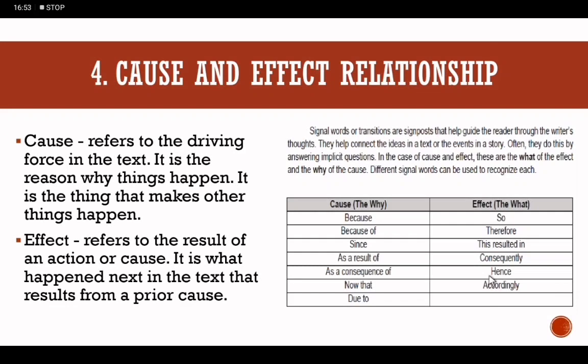And finally, let's talk about our 4th type of pattern of idea development: cause and effect relationship. Cause refers to the driving force or the reason why things happen. So that's our keyword there, reason. While the effect refers to the result of an action or course. So our keyword here, result. Cause is the reason, effect is the result. Cause is the why, effect is the what. Here are our signal words.